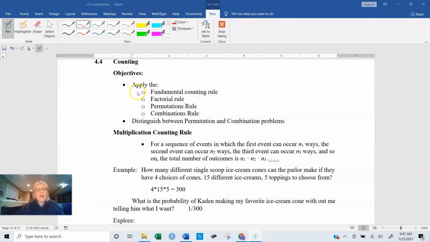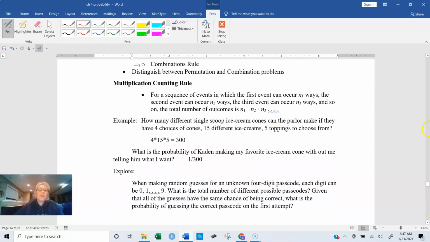We're going to do a fundamental counting rule, which, believe it or not, you already know, just not by that name. What factorials are. Some of you do know those. That's the exclamation point. Some of you do not. A permutation and a combination. So when does order matter when I'm counting, and when does order not matter?